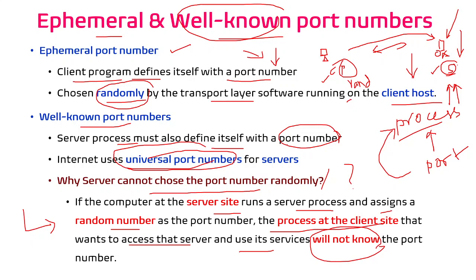What is meant by ephemeral and well-known port number? Ephemeral port number, please make a note. It has to be assigned for a process, right? The port number has to be assigned to the process at the client side. An ephemeral port number is actually random. But at the server side, the process has to be assigned a unique port number. I couldn't assign a random port number at the server side because the process at the client side that wants to access the server and use its service doesn't know the port number running at the server if it is random. And hence I am using a unique port number at the server side.